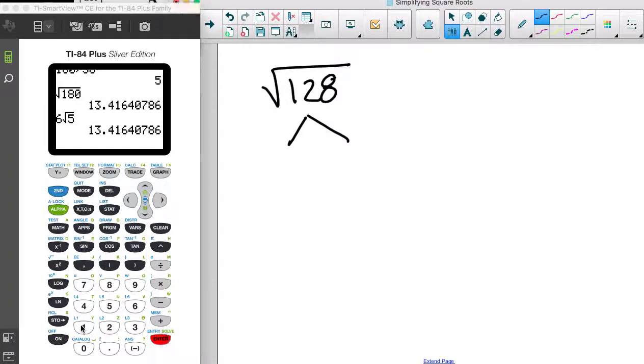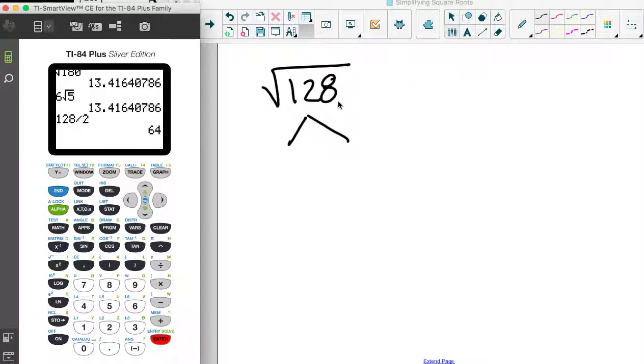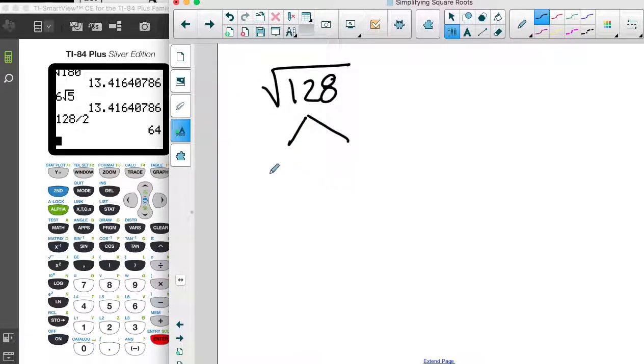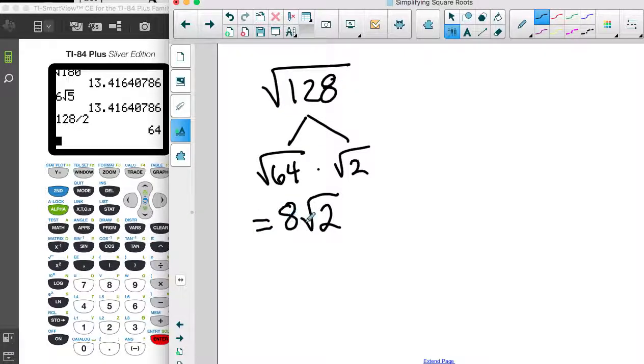So I'm going to start with 128 divided by 2. That's 64. 64 is on our list. 64 is a perfect square. So by dividing by 2, I know my answer right away. This is the same as the square root of 64 times the square root of 2. 64 times 2 gives us 128. The square root of 64 is 8. Copy the square root of 2. So the square root of 128 is equal to 8 root 2.